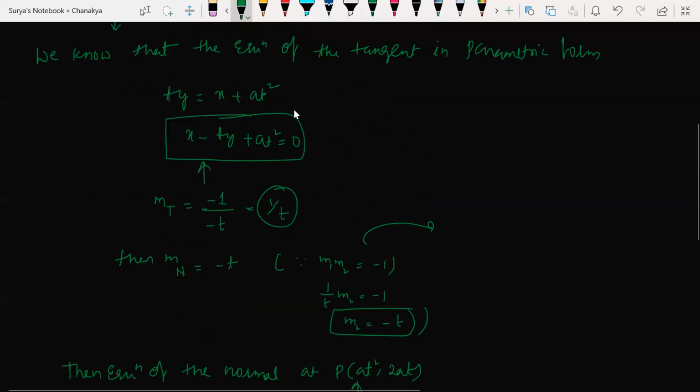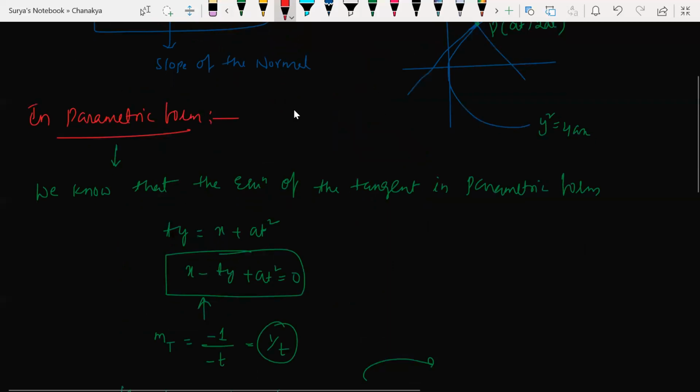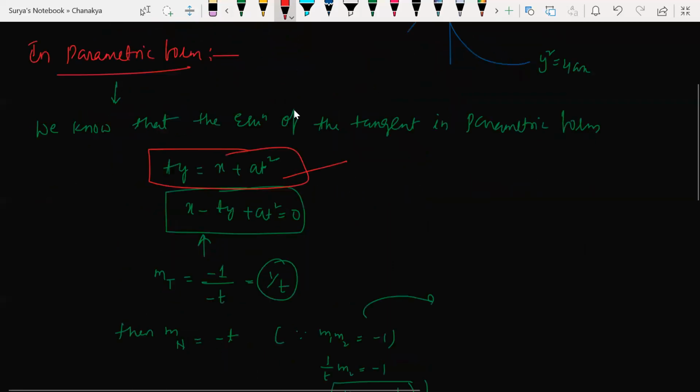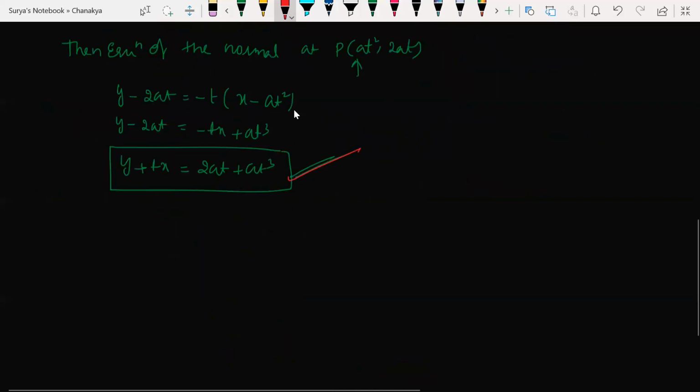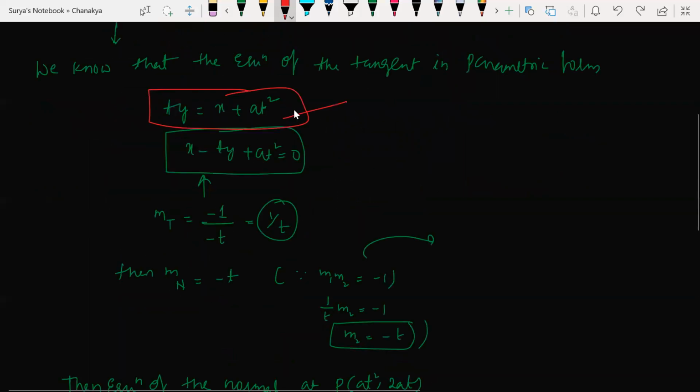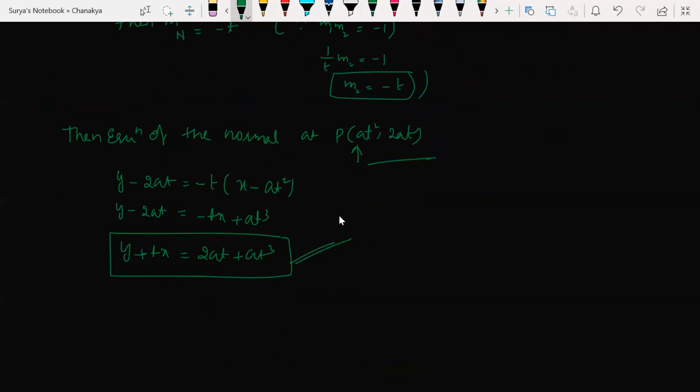Getting my point? This is my equation of the tangent in parametric form. This is my equation of the normal in parametric form. Why are we using the equation of the tangent in parametric form to derive the equation of the normal in parametric form? If I know the slope of the tangent, I can find the slope of the normal. By using this point and the slope of the normal, I can find the equation of the normal in parametric form very simply. Hope it is clear. Yes or no, people?